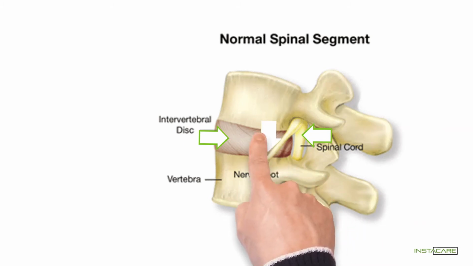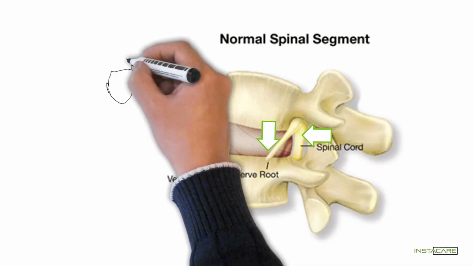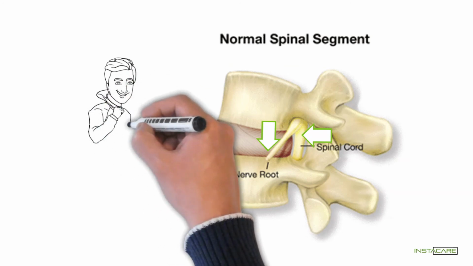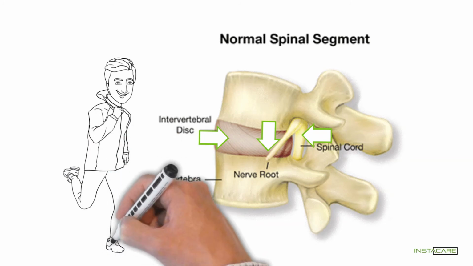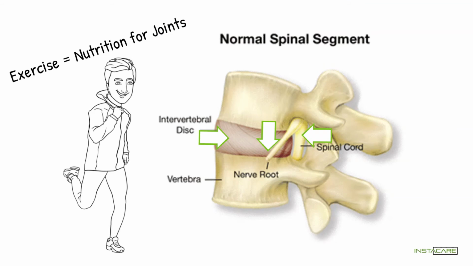Coming out of the right and left side of the spinal cord are nerve roots, which transfer nerve signals to and from the lower half of the body. These joints in your back get nutrition from clear synovial joint fluid moving into and out of the joint. This synovial fluid circulates best during exercise, which is why it is so important to get up and move frequently throughout your day.